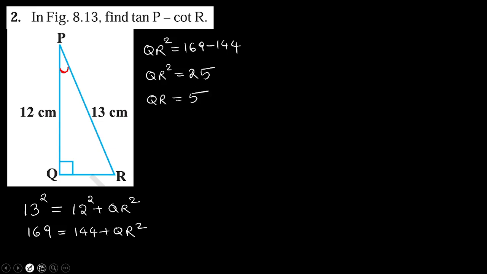Calculation I don't want to discuss. We can rearrange: 169 minus 144. QR square equal to 25. QR equal to 5. I hope you have understood. QR equal to 5 centimeter.